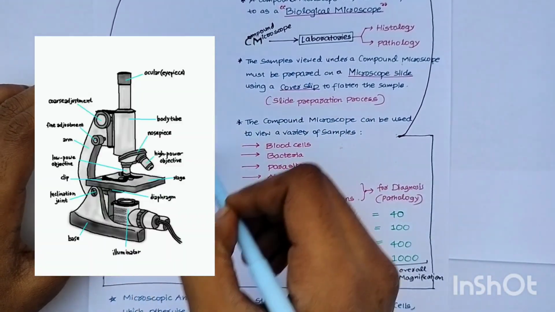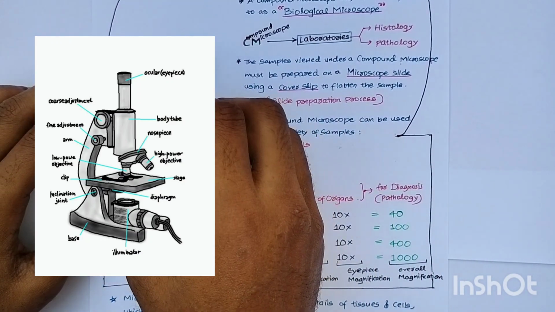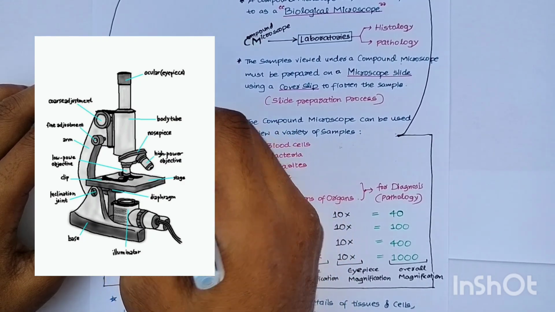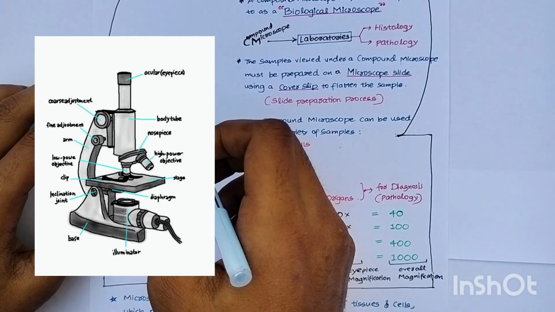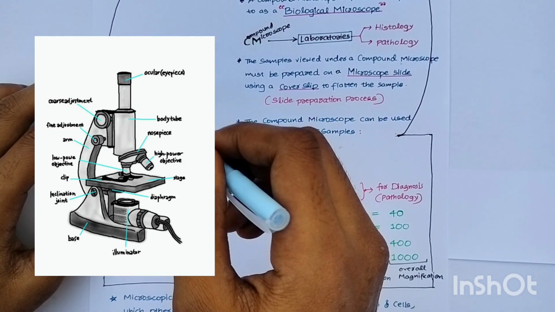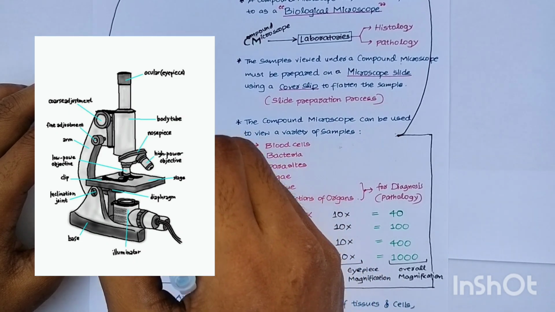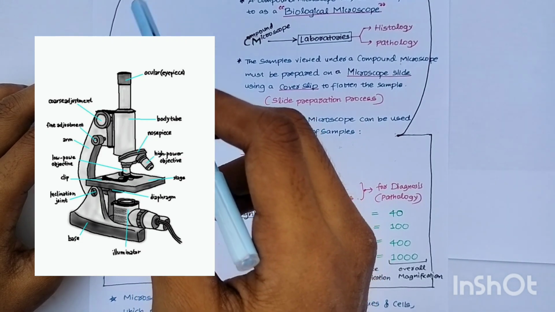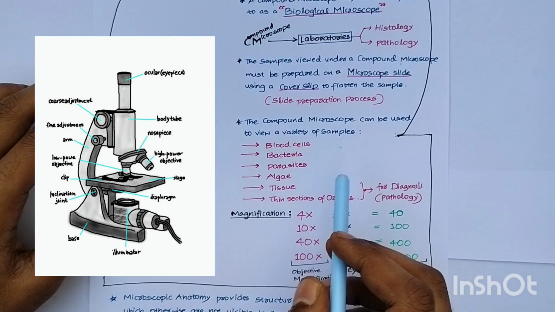So first of all, you should know the parts of the microscope. It will have the eyepiece, like the ocular lens, and the stage, where you keep the slide, and magnification, coarse adjustment and fine adjustment. You'll also have light for viewing. So you should know about the eyepiece lens and ocular lens. You should know the microscope parts also.